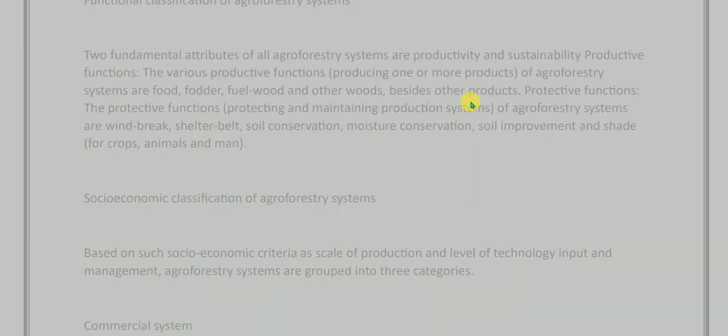Functional classification of agroforestry systems. Two fundamental attributes of all agroforestry systems are productivity and sustainability. Productive functions. The various productive functions, producing one or more products, of agroforestry systems are food, fodder, fuelwood and other woods, besides other products. Protective functions. The protective functions, protecting and maintaining production systems, of agroforestry systems are windbreak, shelter belt, soil conservation, moisture conservation, soil improvement and shade, for crops, animals and man.